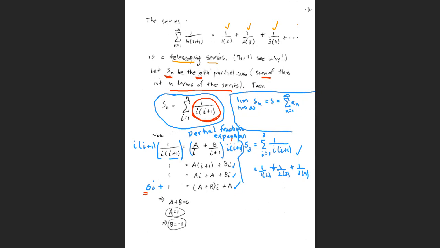So that means 0 has to equal A plus B, and 1 has to equal A. So therefore, A plus B equals 0, A equals 1, and therefore B is negative 1. Let me give you a moment to copy that.